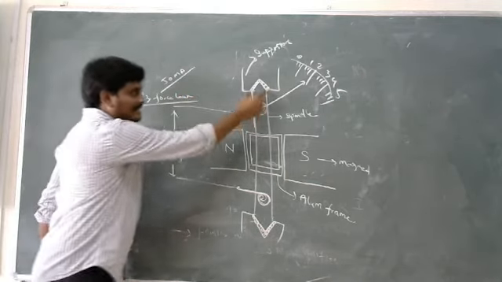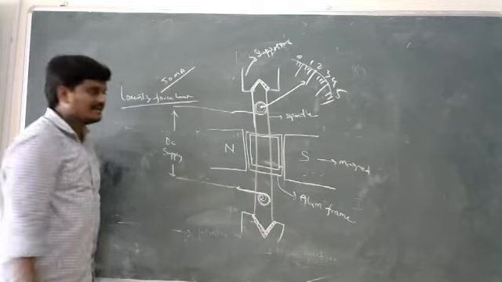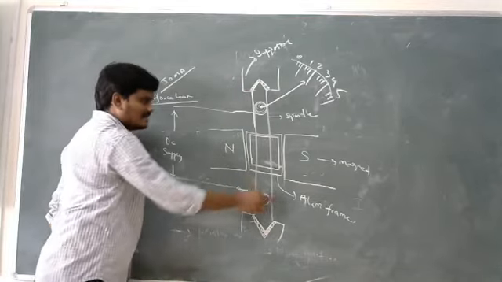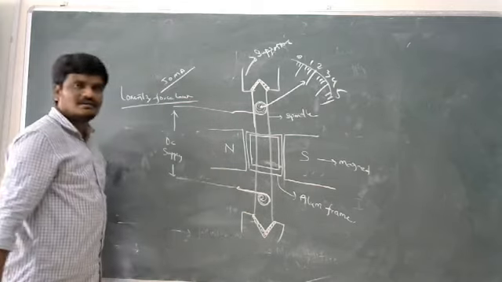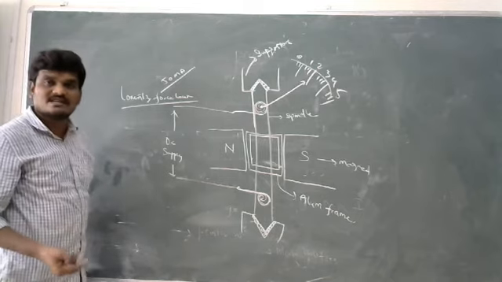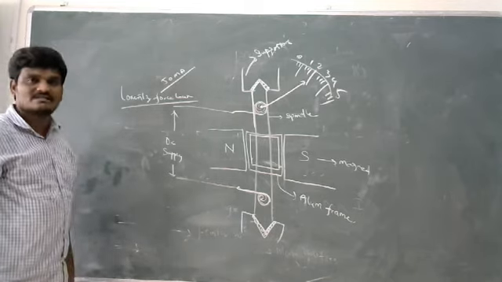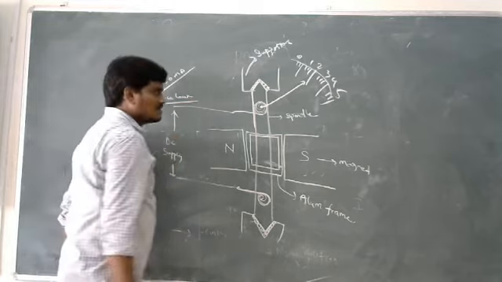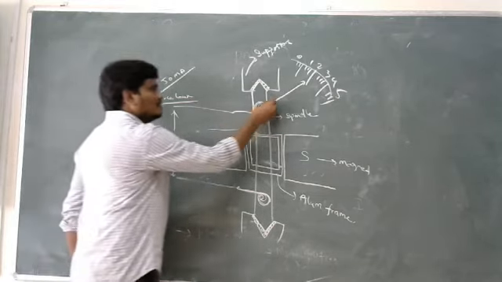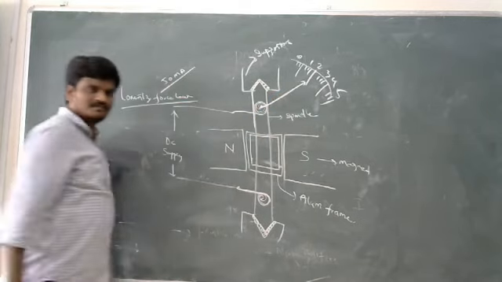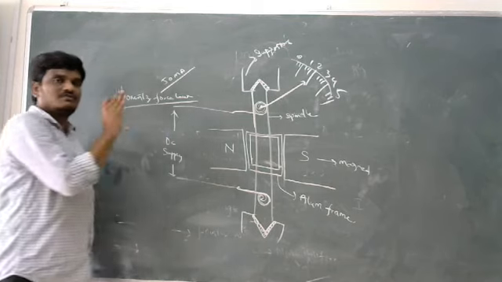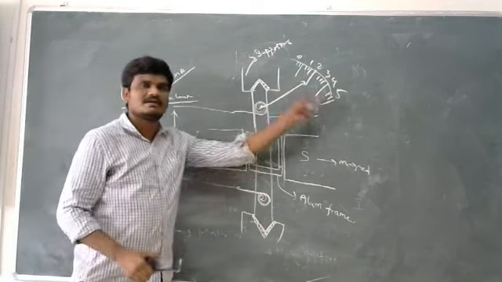Whenever a current carrying conductor, here the current carrying conductor is nothing but my spindle, is placed in a magnetic field, it experiences some amount of force according to the Lorentz force law. That force which is produced by this magnetic effect is utilized to move the pointer on the scale.